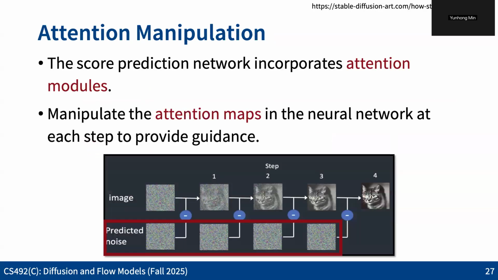Also, especially for image generation, when you design the noise prediction network, we are going to have attention modules, right? The cross attention and also the self attention modules inside the noise prediction network. For those cases, we can also do score manipulation by manipulating the attention maps in the self attention and cross attention modules inside the noise prediction network, in a way that the score becomes something that we want. There are also tons of examples for that.